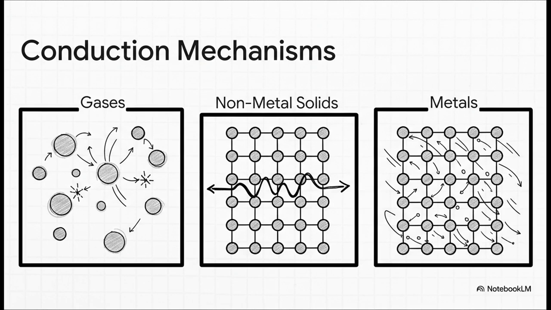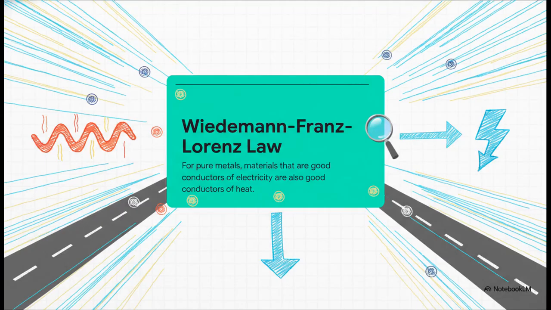In gases, it's basically like a game of pool, where molecules are just bumping into each other and transferring energy with each collision. In nonmetal solids, think wood or glass, the energy travels in these little waves called phonons that vibrate through the tightly packed atoms. But metals? Oh, metals are playing a completely different game. Yeah, their secret weapon is a whole sea of free-moving electrons. They're not tied down to any single atom, so they create what's basically a superhighway, zipping all over the place and carrying energy with incredible efficiency.